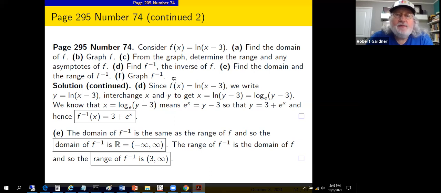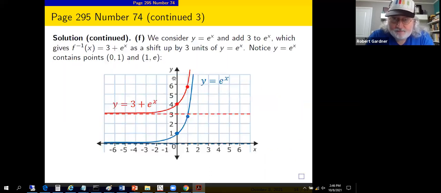And in part F, they want us to graph it. All right, so we'll start with y equals e to the x. This is the function we're going for. Here's the exponential function. e to the x passes through the point (0, 1), passes through the point (1, e). So here's 2 3/4-ish. Has a horizontal asymptote, draw it in blue to color code things.